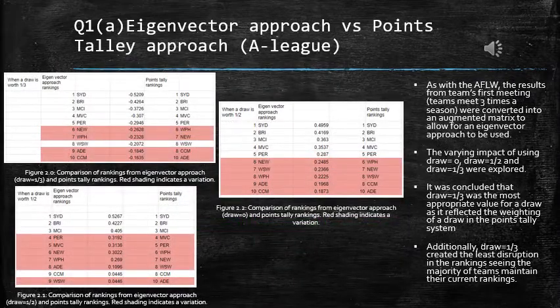A similar investigation was done for the A-League. Here the values of 0, half and a third were considered for a draw. Again, a similar logic was embodied. This logic led to a draw being considered as a third. In comparison to the points tally approach, it was observed that 4 teams experienced a change in rank. Of these changes, all were within 1 rank of the original placement on the ladder.